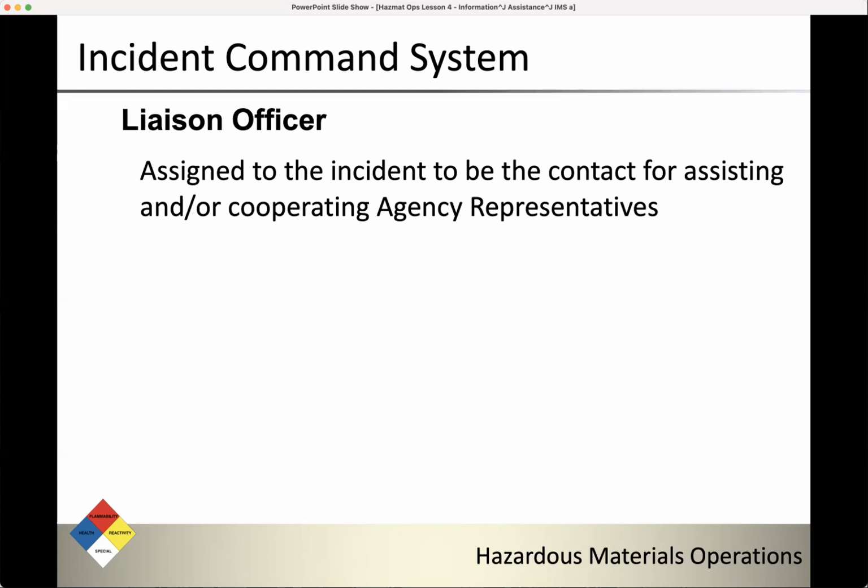Rounding out the command staff is the liaison officer. They're assigned to the incident to be the contact for assisting and or cooperating agency representatives. Like I mentioned, the trucking company, for using any heavy equipment, whoever owns that, the EPA, if we're having food brought in, it's usually the Red Cross, and the liaison officer will be dealing with that.